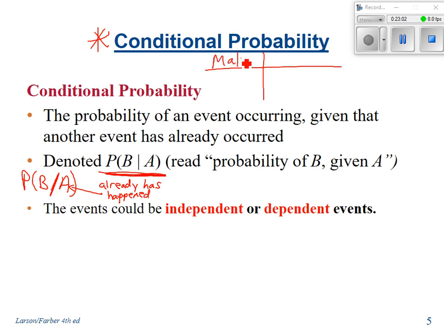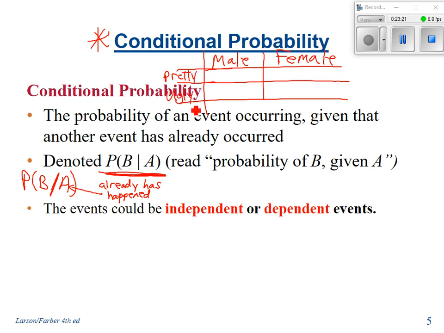So if we had a list, male, female, and maybe over here to the side we had something else that went along with it, maybe pretty and ugly, and we put everybody in there somewhere. All right? Don't smile, Riley. I'll stick your name up there real quick. Yeah, that's a good one.